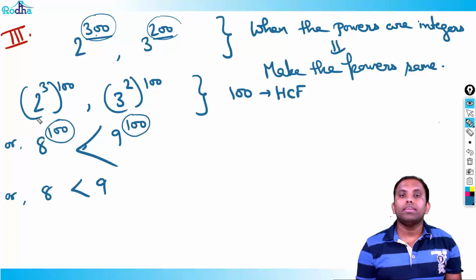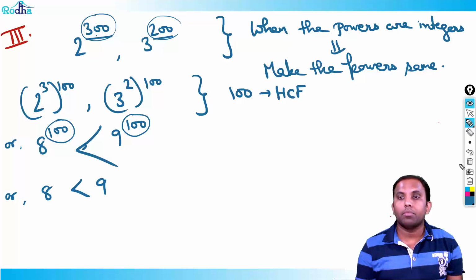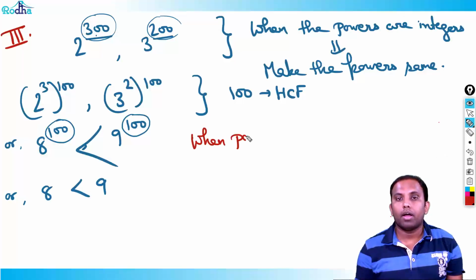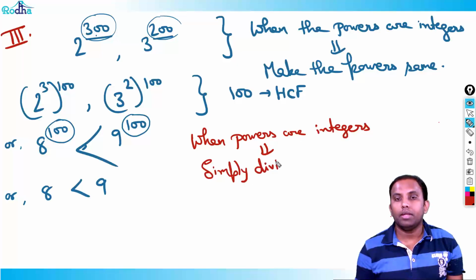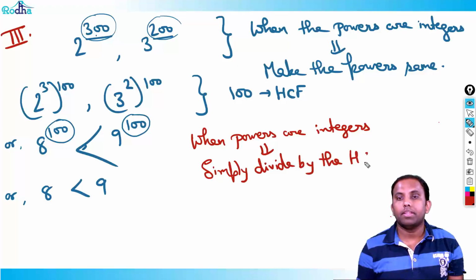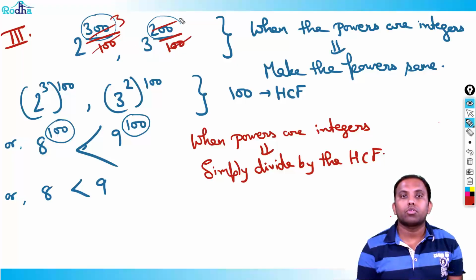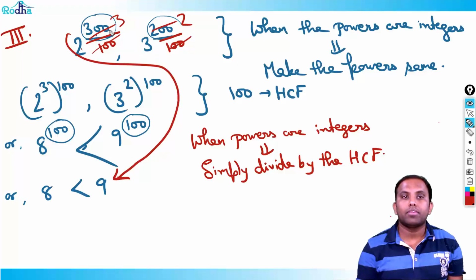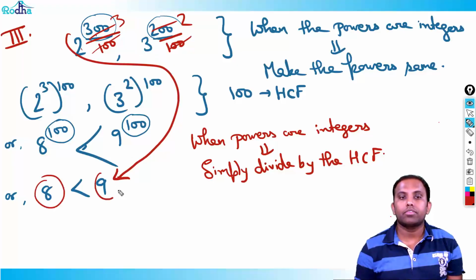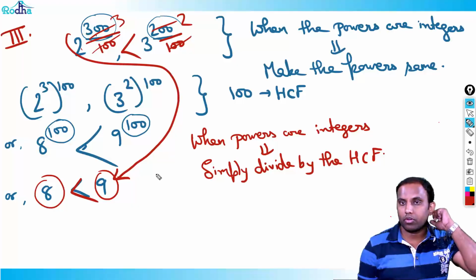Okay. So when the logic is now clear, we can make it a rule here that when powers are integers, simply divide by the HCF. Because if the numbers are 300 and 200, I'll simply divide both these terms by 100. It becomes 3, it becomes 2. Directly come down here. 2 cube is 8, 3 square is 9, 9 is greater. So this is greater. So here also this is greater. Okay, this is the logic.